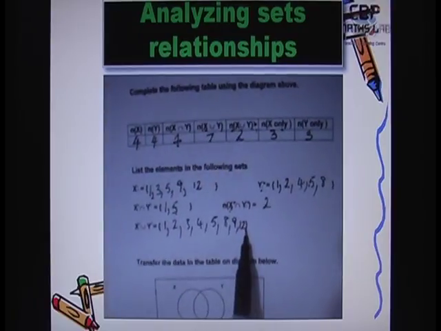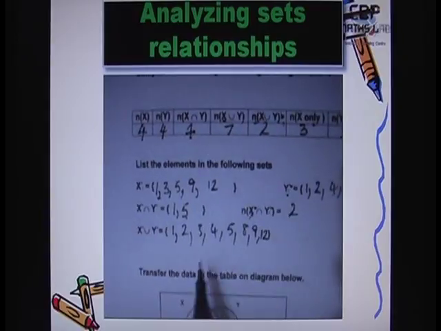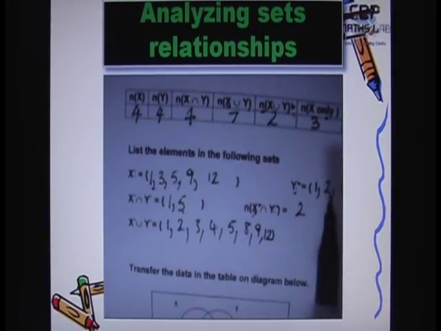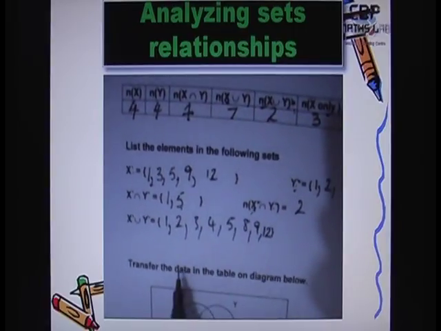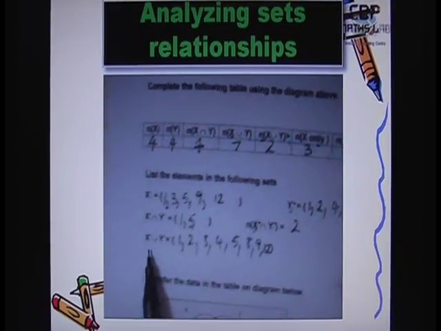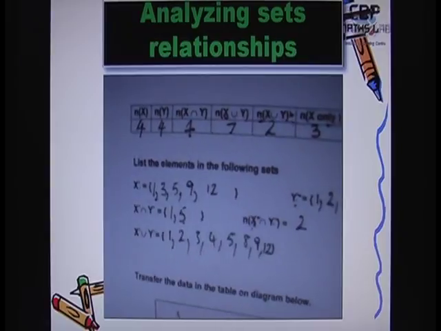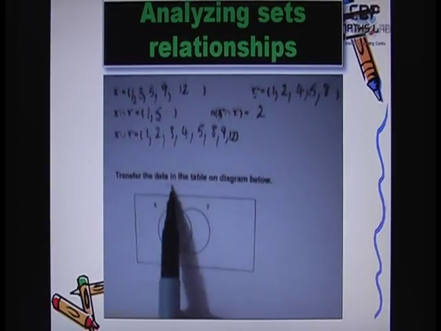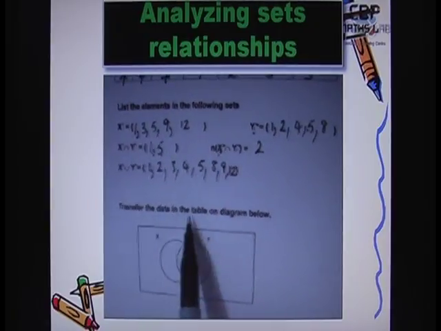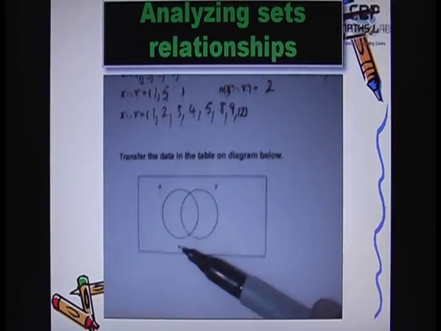So now we have combined the union of X complement and Y complement. And note now, we want to write the elements that are common to both. We write them what? 1. Good? So therefore you have 1, 2, 3, 4, 5, 6, 7, 8 elements that form this union. Very good. So now we are to transfer the data in the table to the diagram below, which would be this diagram.